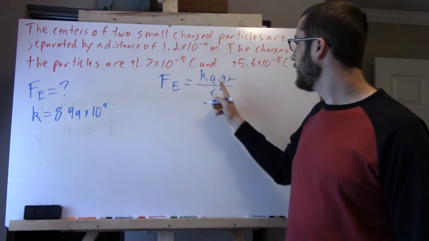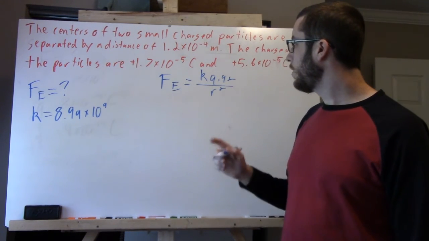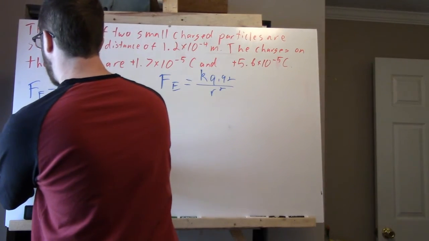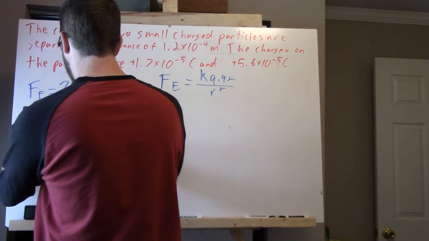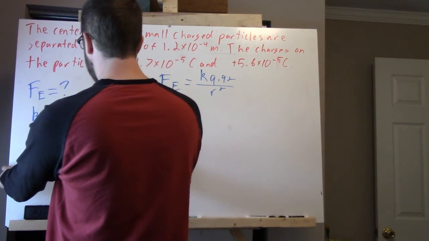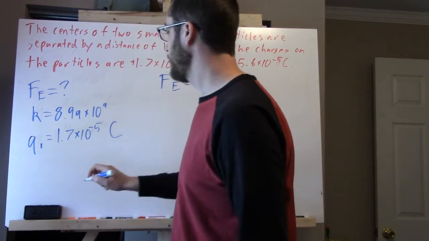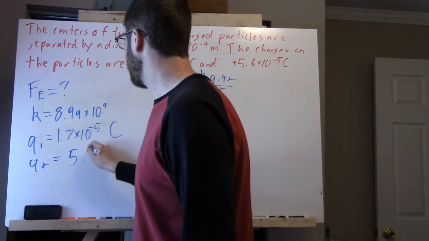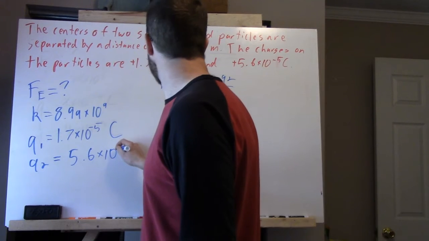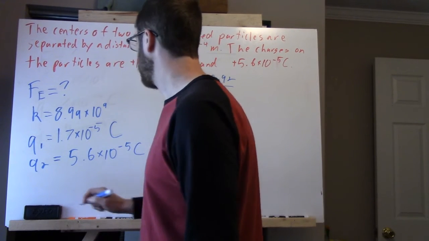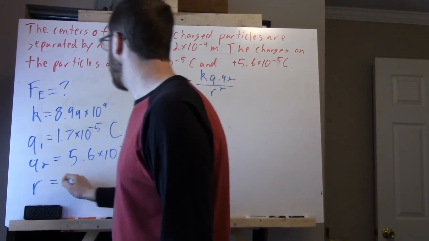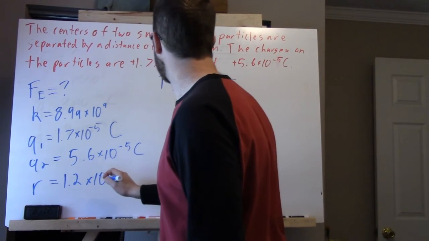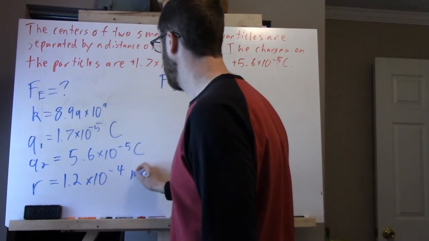And then we've got Q1, so that's going to be our first charge, 1.7 times 10 to the minus 5th coulombs. Q2 is going to be 5.6 times 10 to the minus 5th coulombs. And then lastly, r, the distance between them, is 1.2 times 10 to the minus 4th meters.